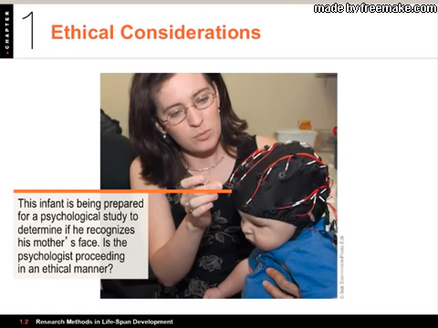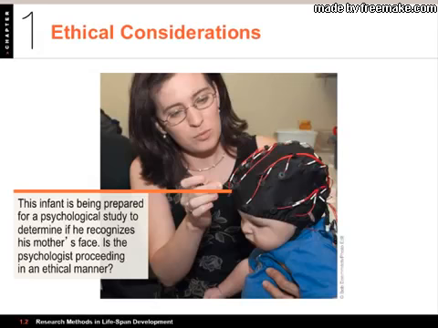On this slide, you have a person fitting a kid with a cap with electrodes for measuring brain activity. It's just EEG, but it's a nice way of measuring roughly what's going on in the brain. It says here that this infant is being prepared for a psychological study to determine if he recognizes his mother's face. Fine, that's good. And then it asks, is the psychologist proceeding in an ethical manner? Well, we have absolutely no way of establishing that from a photograph.